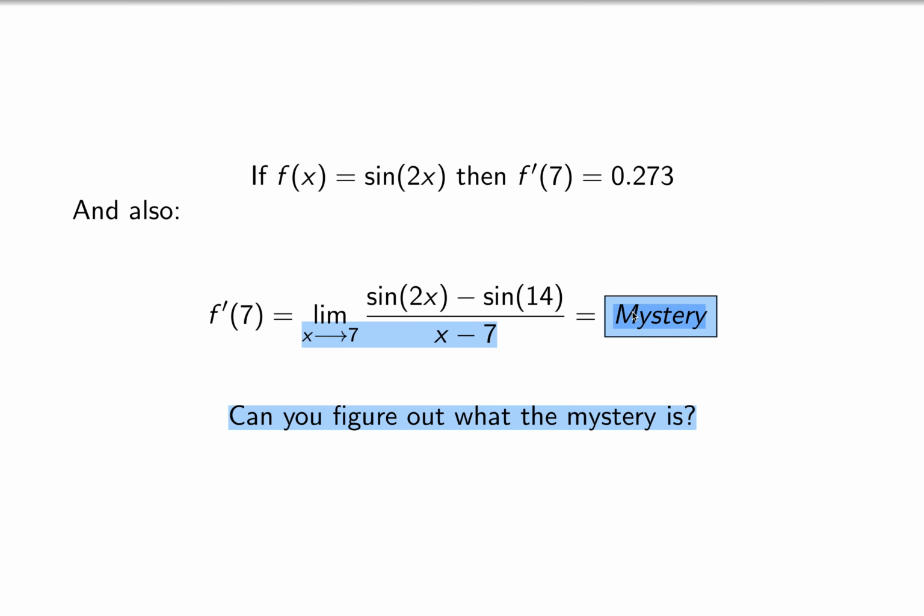Well, I've got my mystery in a box, and I know it's this limit, but I just got through saying it's maybe a tricky limit. How do we do it? But wait a minute, this mystery value, it's this hard limit I don't know how to do, but it's equal to f prime of 7, isn't it? That's what this whole line is saying. So our mystery value, shouldn't it be 0.273?